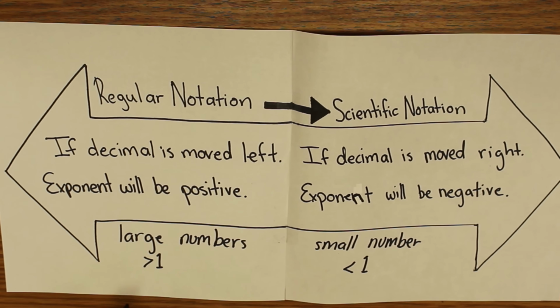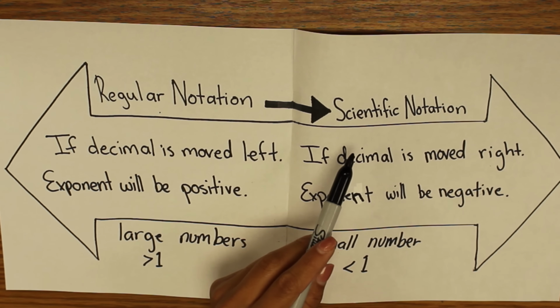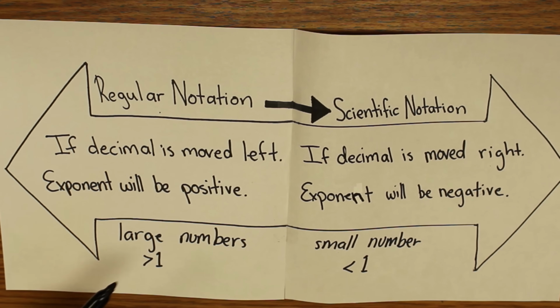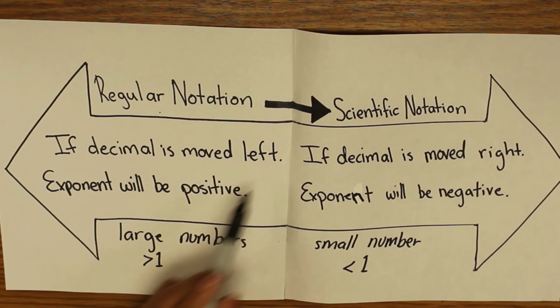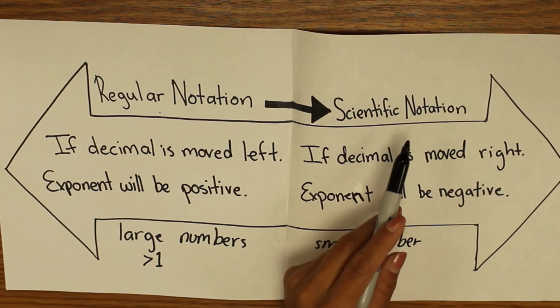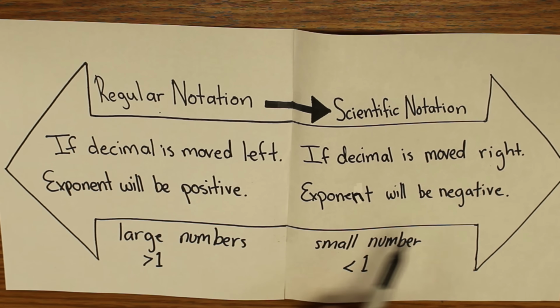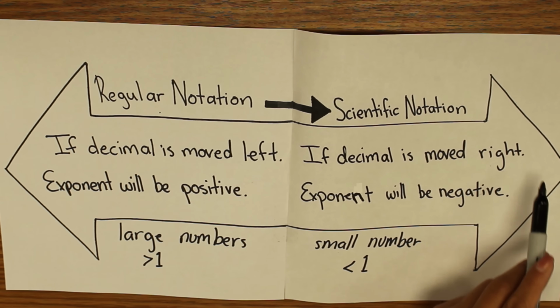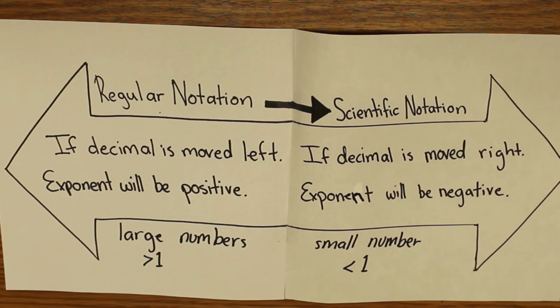When converting large numbers from regular notation to scientific notation, we will have to move the decimal to the left. When moving the decimal to the left, the exponent will be positive. When we're dealing with small numbers and we're converting them from regular notation to scientific notation, we will have to move the decimal to the right. When moving the decimal to the right, the exponent will be negative.